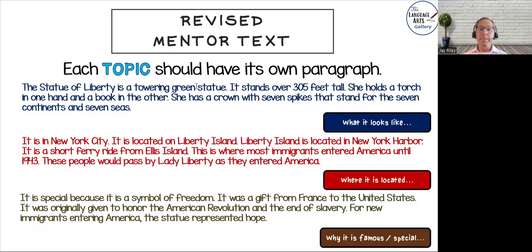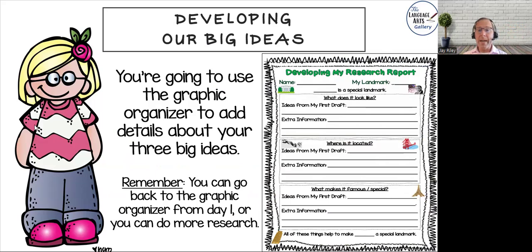Okay, so remember, we said that we wanted to include those three big ideas in our first draft, but ultimately we want to expand this and build it out into an essay. So each of those topics should have its own paragraph. And I've got that visually displayed here. Then students can go back to their seat and they can work through this graphic organizer or template, which helps them to add to those three big ideas that they developed in our first two lessons.